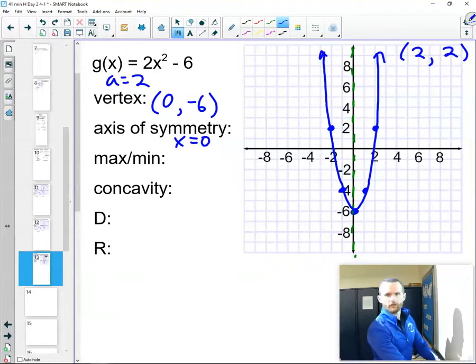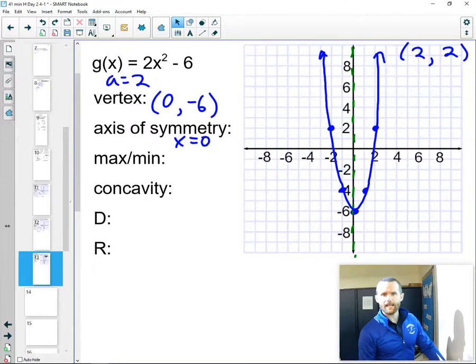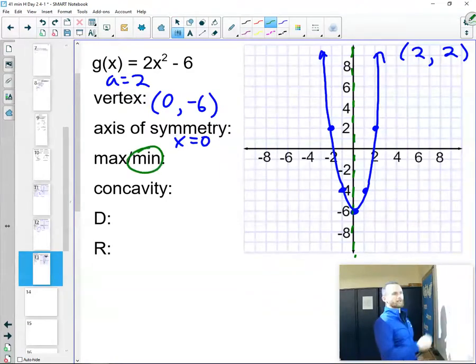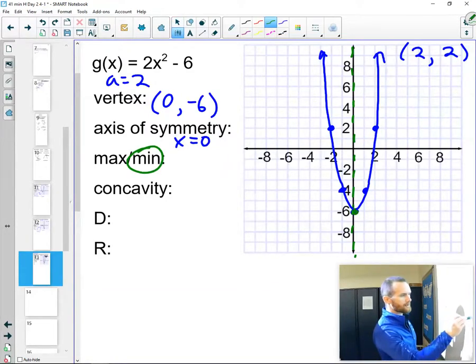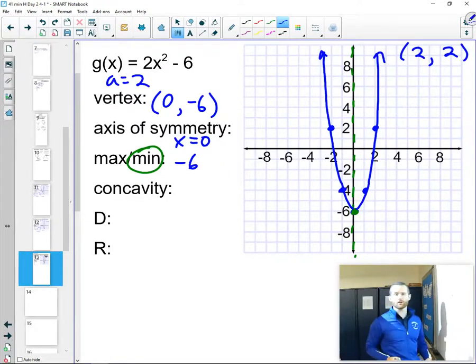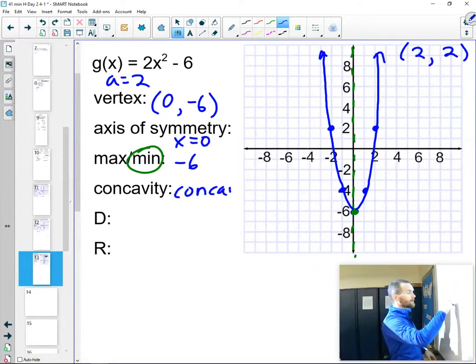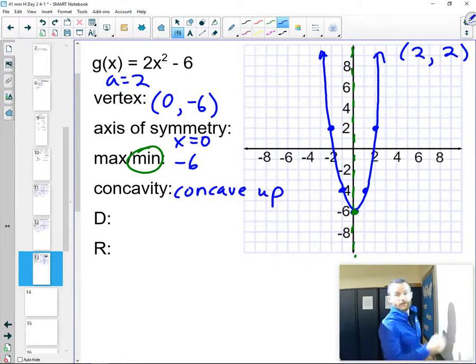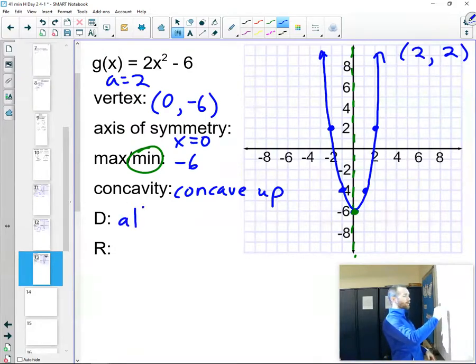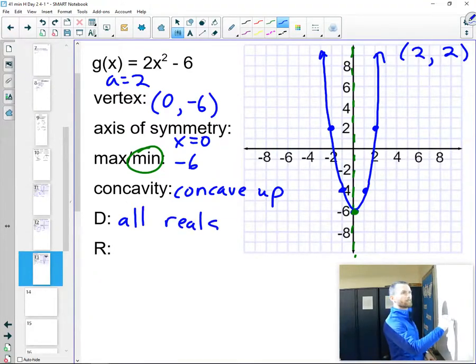Okay, now it's time to fill in our information. So we see a minimum value. So it's a minimum because the vertex there is the low point. And it's a minimum value, a y value of -6. That's as low as it goes. And the concavity, it's concave up. The domain, we know that for a quadratic, it's all real numbers, all reals for short.